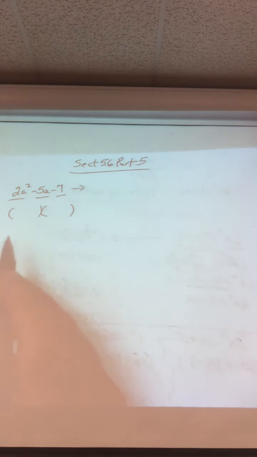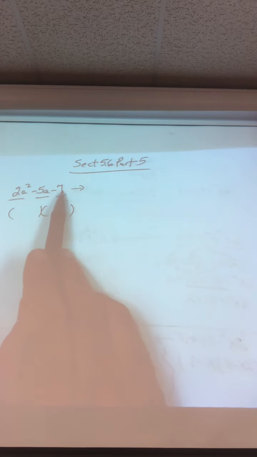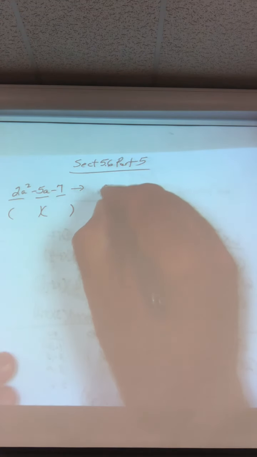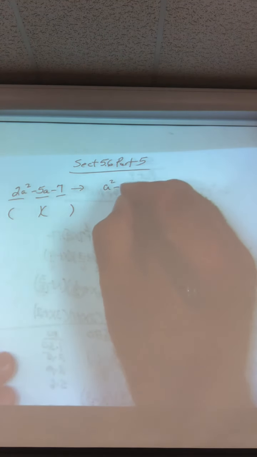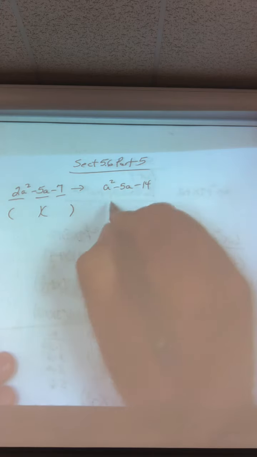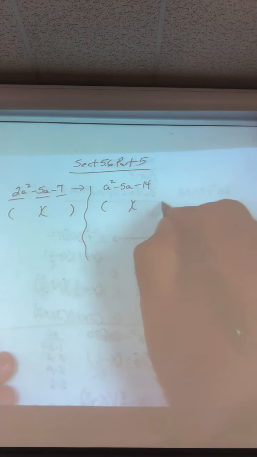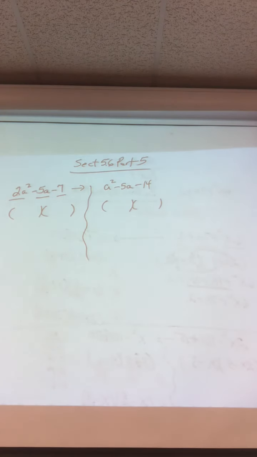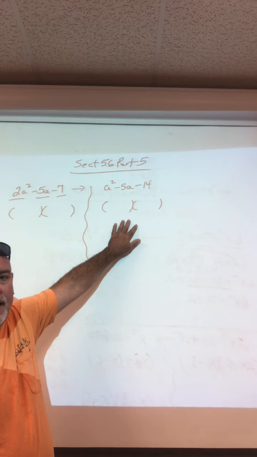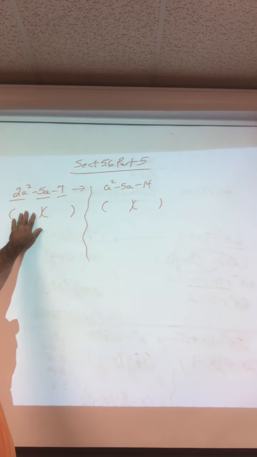So what do we do? What do we do with this 2? What do we multiply it by? Multiply it by 7. So you come to the side, a squared minus 5a minus, and then 2 times the 7 gives you 14. Now remember, when you do this, this is a completely new problem. So the answer to this problem over here is not the answer to this problem over here.